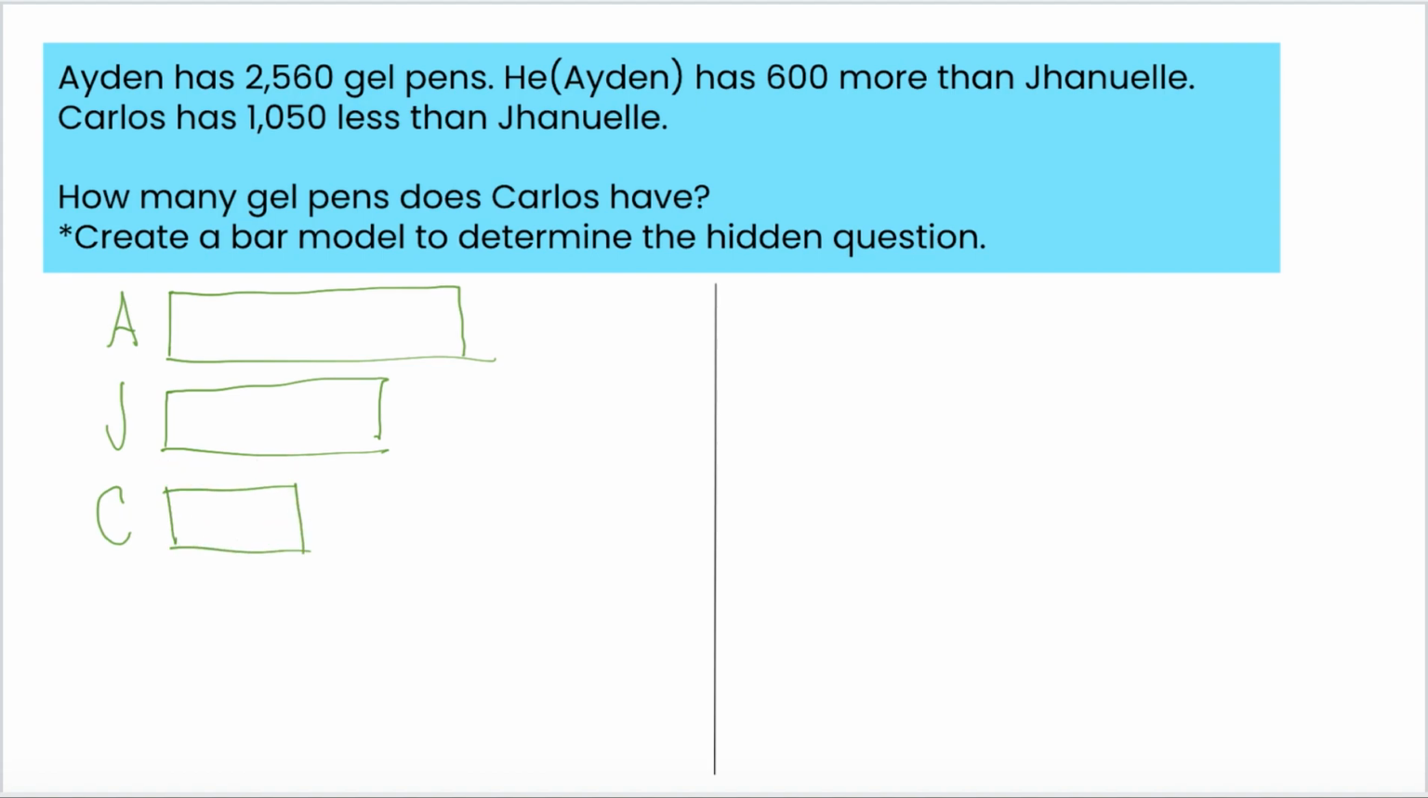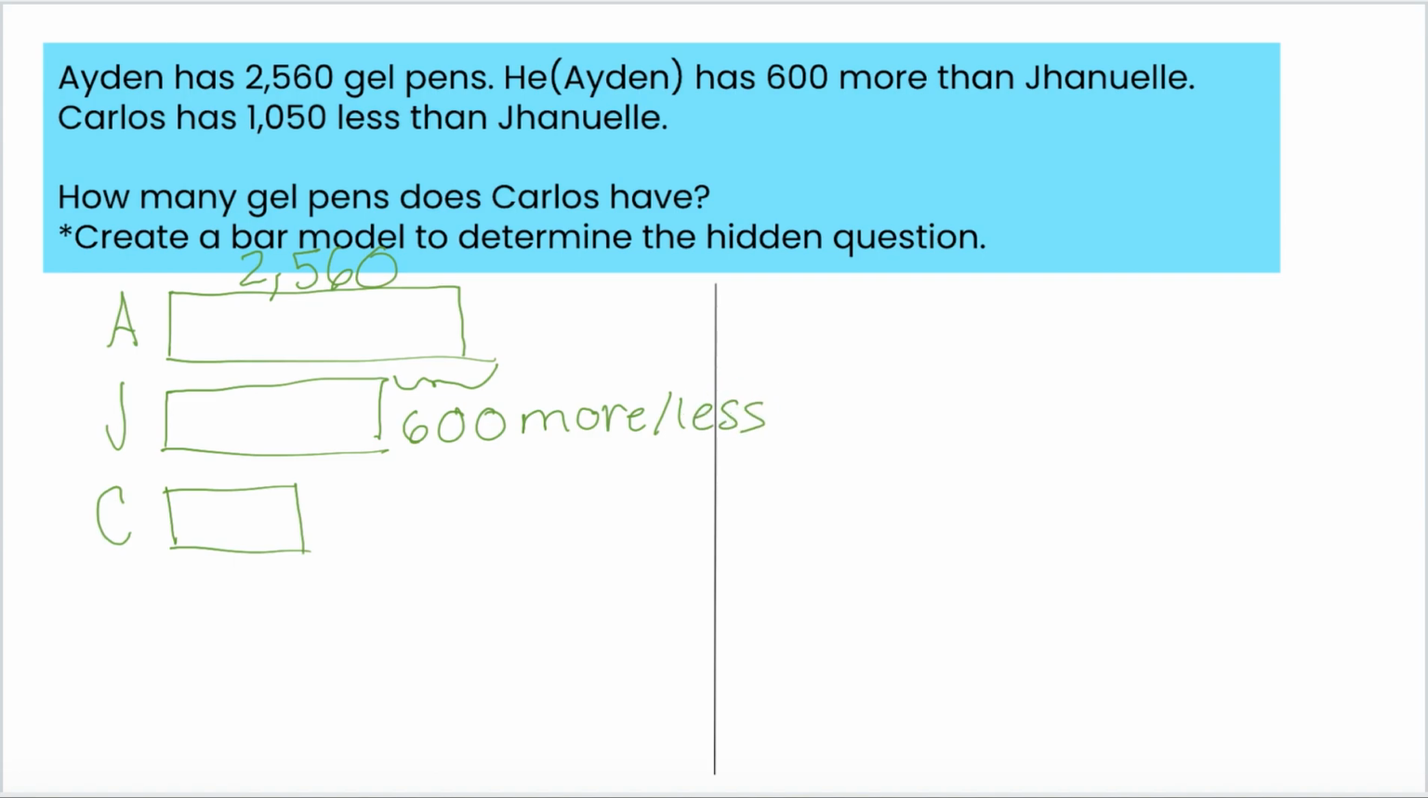All right, now let me start adding some amounts, some values. Aiden has 2,560. I know that definitely. Januel has less, and it's telling me Aiden has 600 more. So between Januel and Aiden, there's a difference of 600 more or less between those two friends.